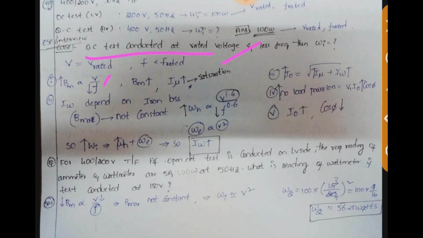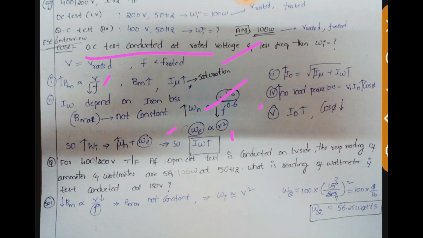Now Bmax is not constant, V by F is not constant. See, V is kept constant, F is decreased, so V by F is not constant. You will find that the hysteresis losses are proportional to V power 1.6 by F power 0.6. Since F decreases, hysteresis losses increase. Eddy current losses are proportional to V square by F into F square. Since V is constant, eddy current loss is proportional to V square. Eddy current losses will be constant, but hysteresis loss will increase.